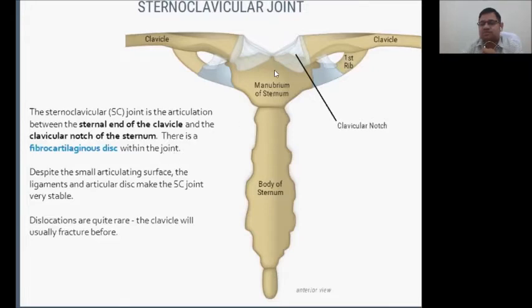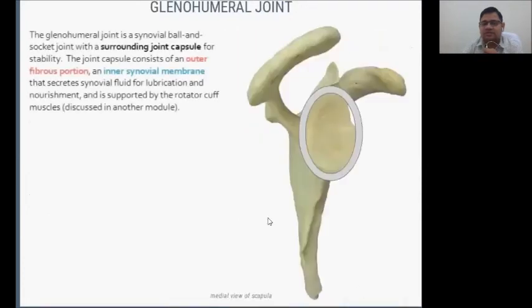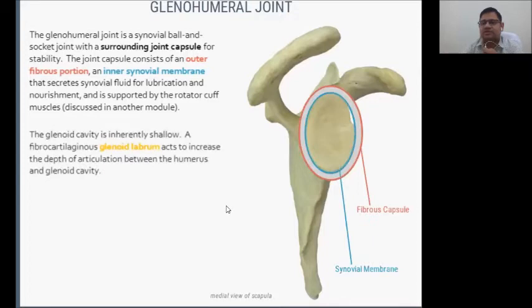Within the joint, there is a fibrocartilaginous disc. Despite the small articulating surface, the ligaments and articular disc make this joint very stable. Dislocations are quite rare. The clavicle will usually fracture before it. So this is a strong joint, the sternoclavicular joint. Now comes the important one which we have to talk about. Here you can see the glenohumeral joint.